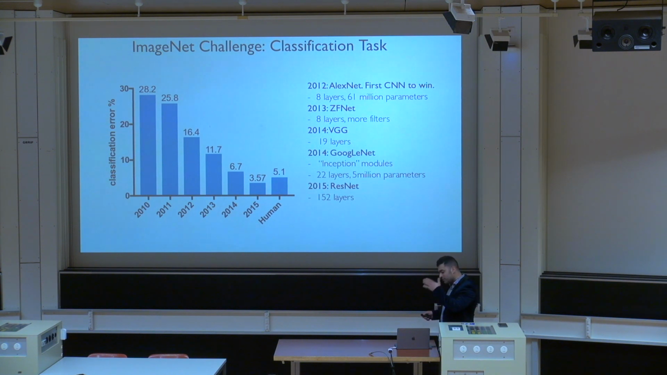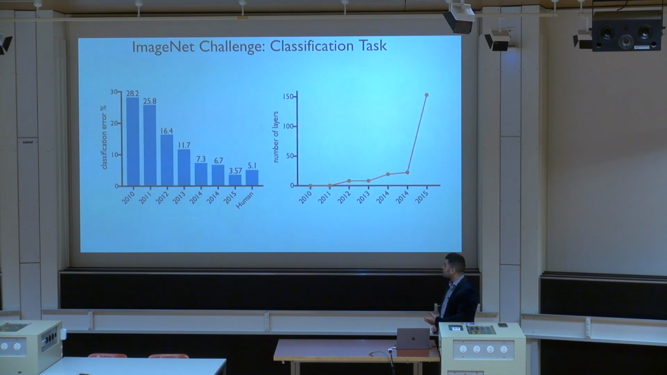And that was kind of a stepping stone for CNN to be dominant in this field. So in 2015, the famous ResNet beat the human performance. And you see that by that time you have much deeper layers here; the right figure shows the number of layers.